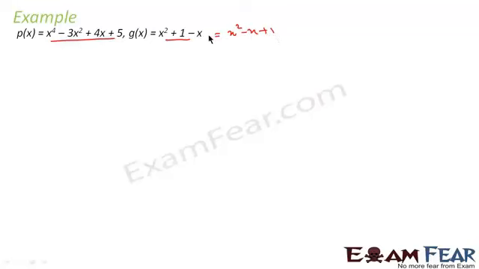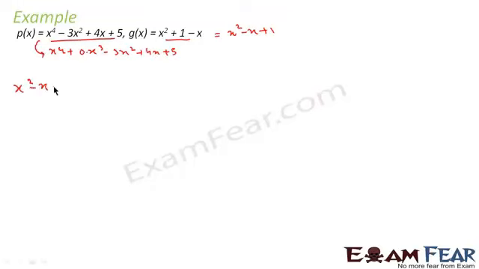This one, if I want to make my life simple, I can put the x to the power 3 also. X to the power 3 is missing, so I can write this as x to the power 4 plus 0 into x to the power 3 minus 3x square plus 4x plus 5, just to make my division neater. So now let me use the Euclid formula.